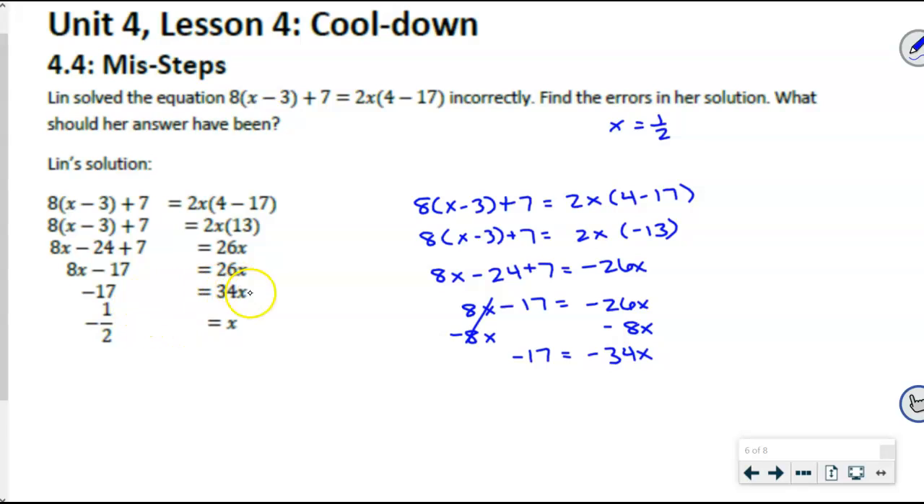Are we pretty close to what Lynn has? Yes, but we're doing it right. Mistakes are just having issues. Number 1, an issue with a negative. Number 2, they tried to undo with more addition. But adding 8x isn't going to zero that out. Now we can divide each side by a negative 34. And a negative 17 divided by a negative 34 is equal to a positive 1/2. X is equal to a positive 1/2.